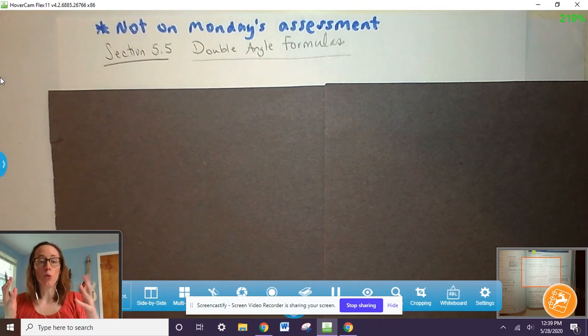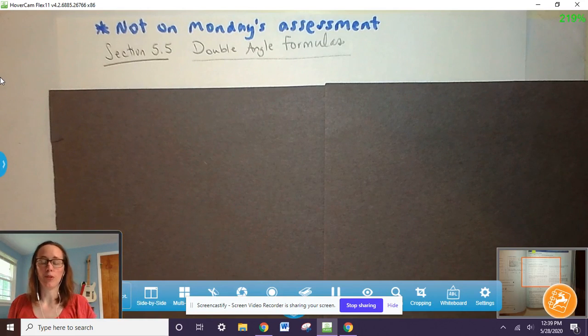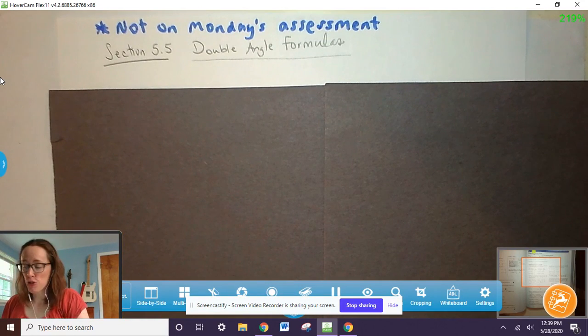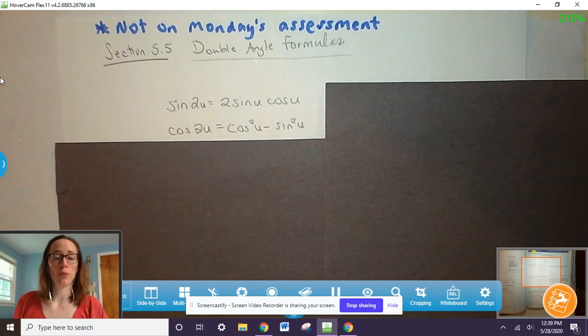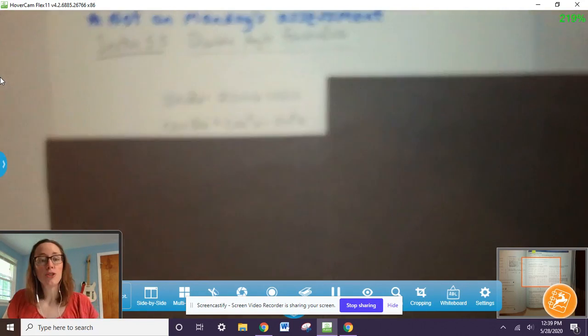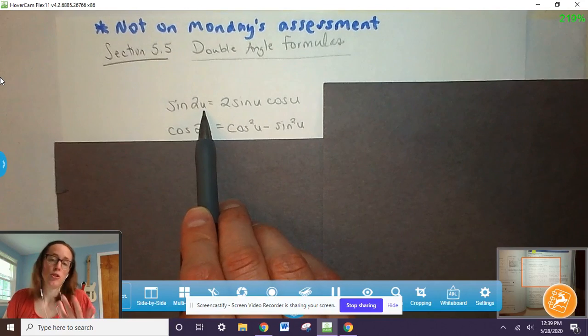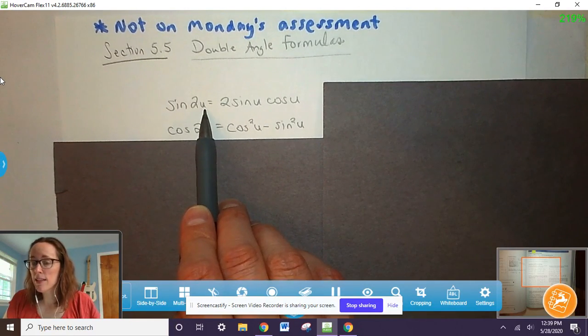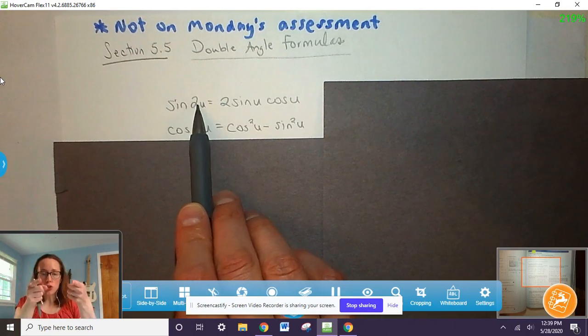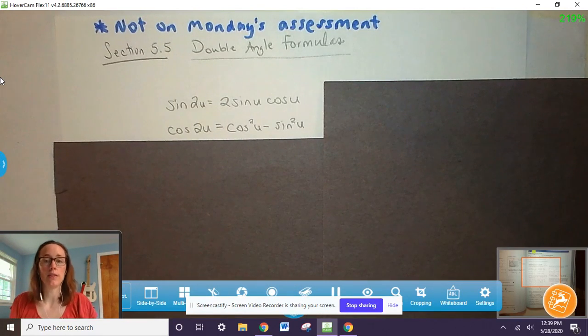Section 5.5 has more formulas, more identities, double angle formulas. So here are the first two. Here is a double angle formula for sine and a double angle formula for cosine. The textbook uses u, so I used u. You could use theta, you could use x, you could use any variable you want here. And that's not sine squared. That's sine of 2u. The 2u is inside of the sine function.